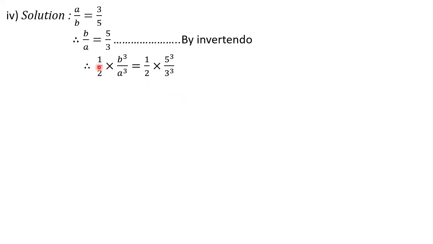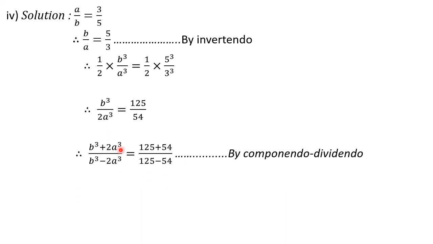So here we will get B cube upon 2A cube, and here 5 cube is 125 and 3 cube is 27 into 2, which is 54. So the required numerator and denominator is found by us. If you see, the question is B cube minus 2A cube. Now afterwards, to get the answer, we have to go for componendo dividendo. See, this is the question which was asked. So by observing the same question, we have done the steps.